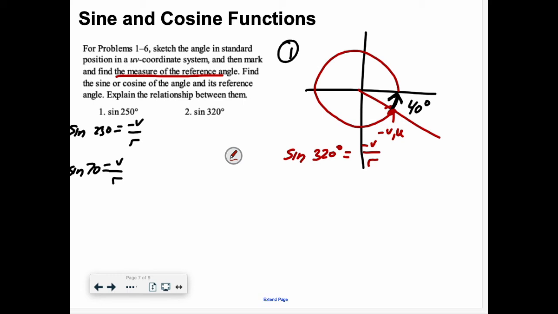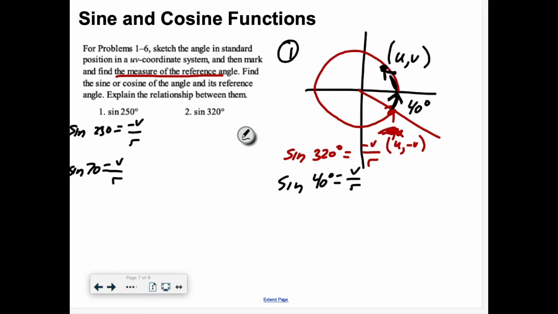negative u, comma, negative v. But its reference angle of 40 degrees up here is just going to be at u, comma, v, both positive. So sine of 40 is just going to be v over r. So we see something really similar here. We're getting the exact same values. The only difference is the sign.